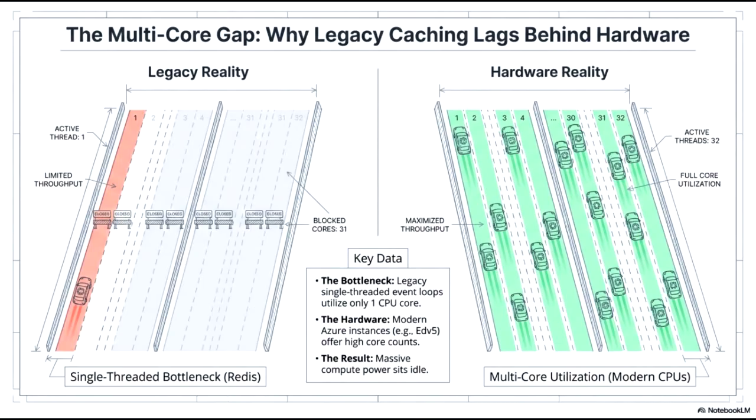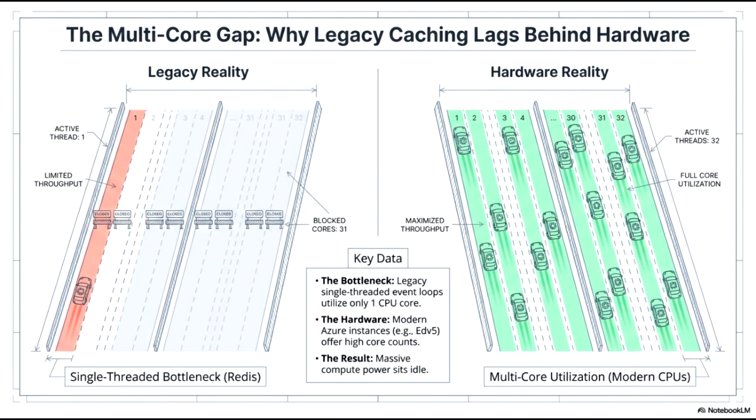This visualization illustrates the significant performance disconnect between legacy software architecture and modern hardware capabilities, often referred to as the multi-core gap. On the left, we examine the legacy reality, typified by systems like Redis. Despite having access to 32 CPU cores, a single-threaded event loop creates a massive bottleneck. Only one thread is active, meaning 31 cores remain blocked and idle, which results in severely limited throughput.